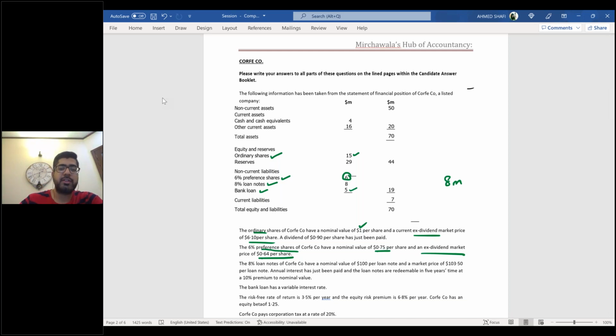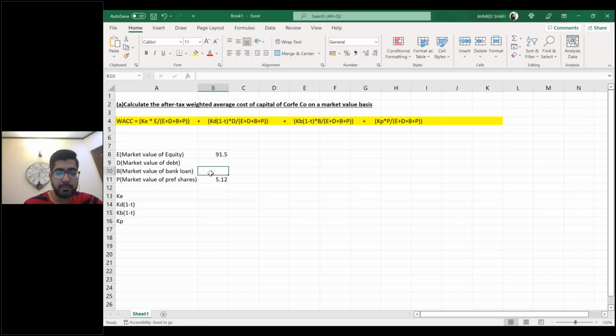It is 5 million in the balance sheet. The bank loan's market value is 5 million. And remember, a bank loan is not a tradable instrument. When you take a loan from the bank, you don't trade it. Shares are traded, debentures are traded, but a bank loan is never traded. So the balance sheet value of the bank loan is 5 million. Since it's not traded, the market value is always going to be the same as the balance sheet value.